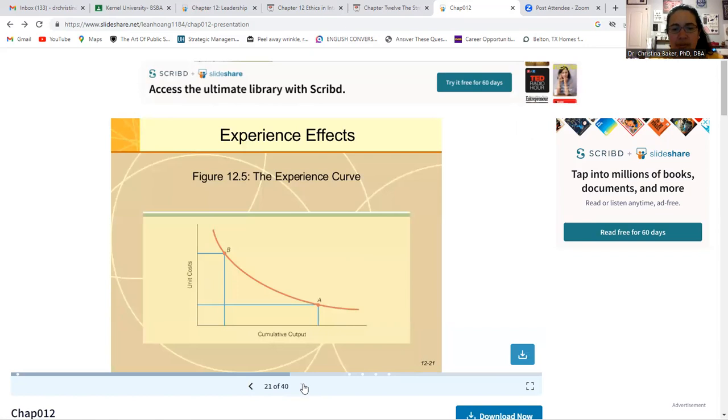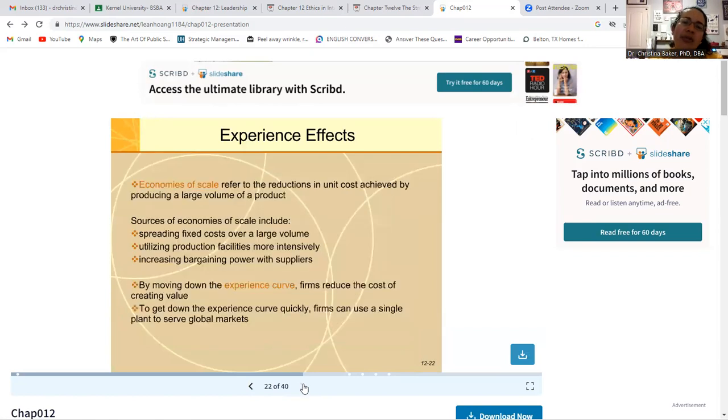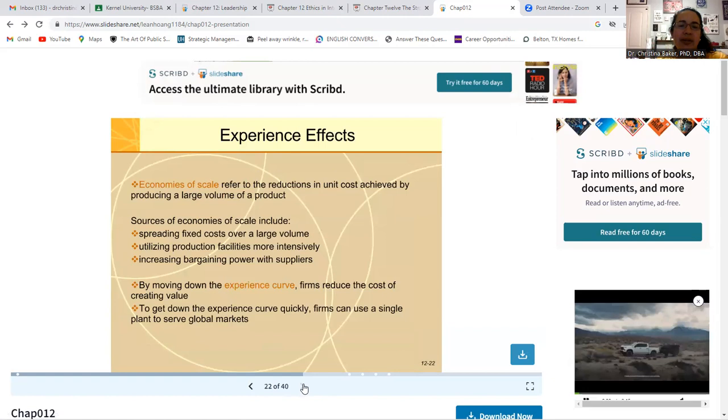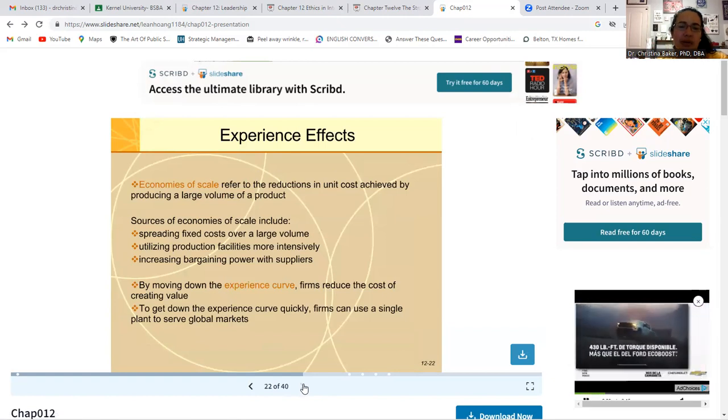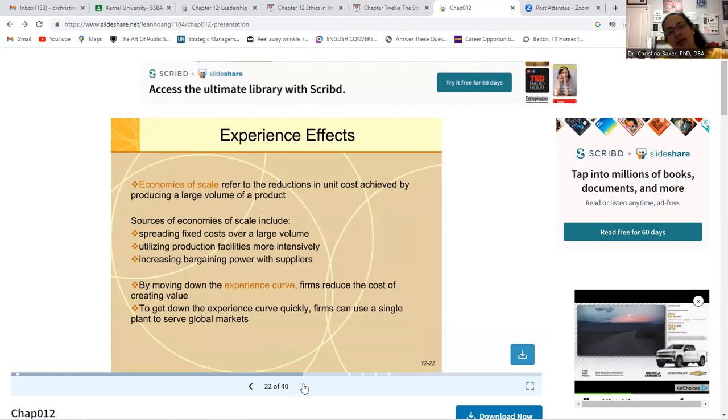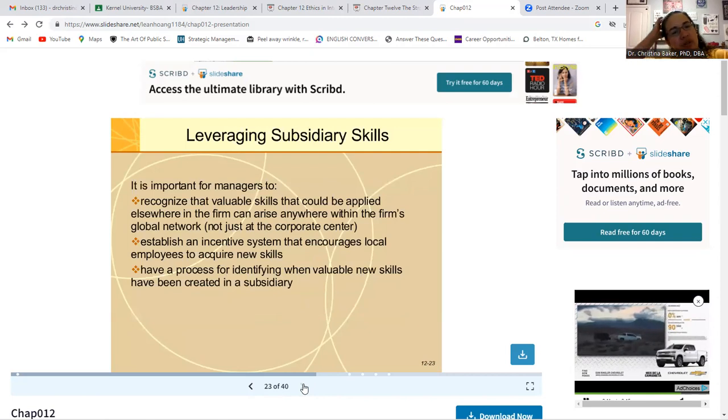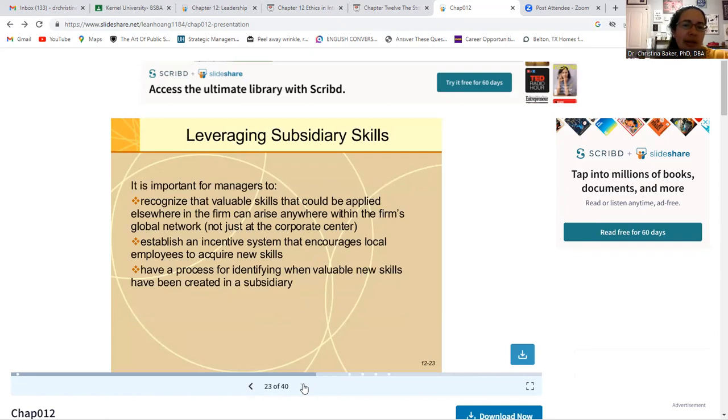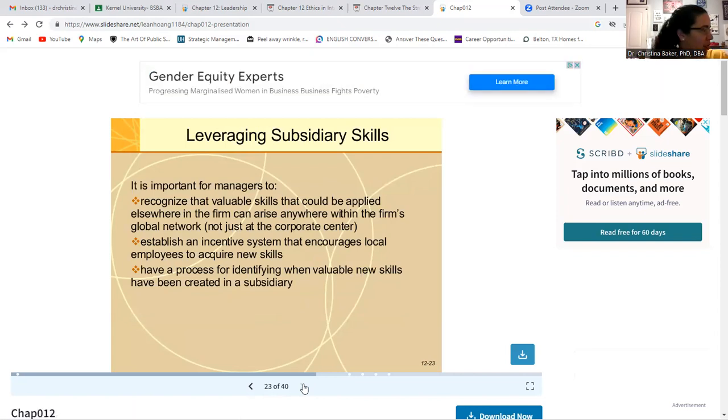Experience curve. Economies of scale refer to reductions in the unit cost achieved by producing a large volume of product. Sources of economies of scale include spreading fixed cost over a large volume, utilizing production facilities more intensively, and increasing bargaining power with suppliers. By moving down the experience curve, firms reduce the cost of creating value. To get down the experience curve quickly, firms can use a single plant to serve global markets. It's important for managers to recognize that valuable skills can arise anywhere within the firm's global network, not just the corporate center.